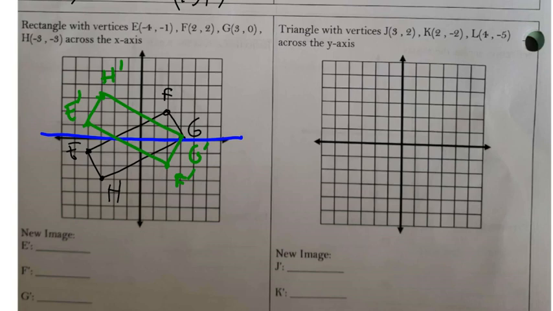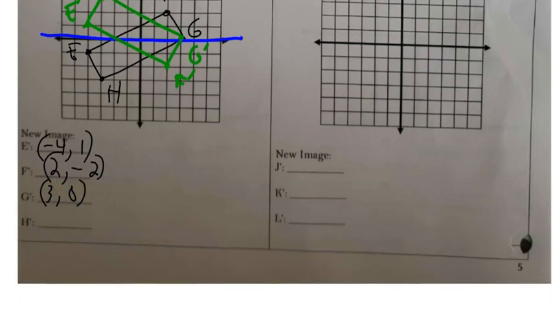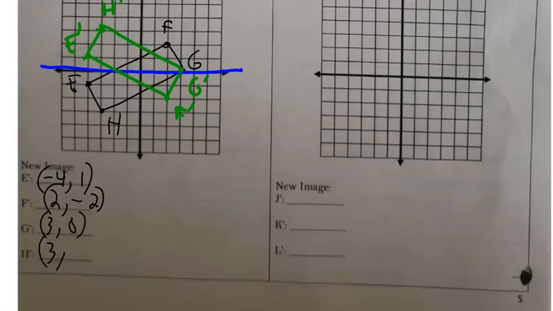So E prime is still at -4, but instead of -1, it's +1. F prime is still at 2, but instead of being +2, it's -2. G is the same spot, 3, 0. And H is still at 3, but instead of being -3, it's going to be +3.